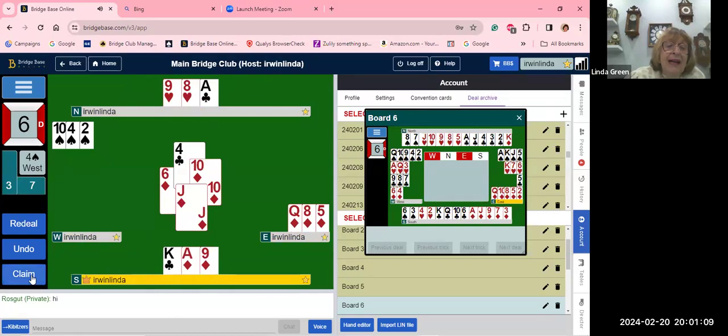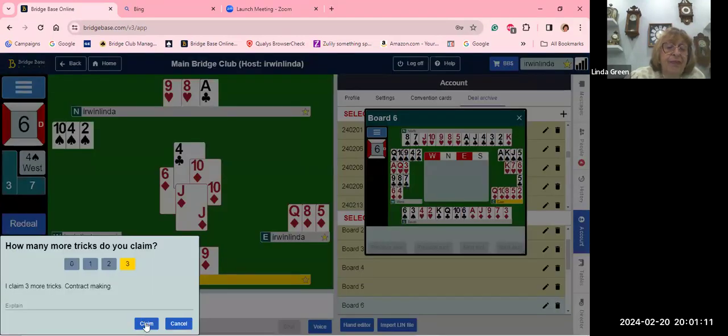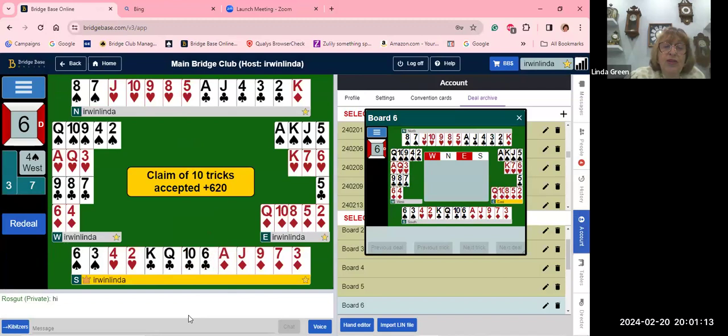And now you can claim. Did everybody get to game on board 6? We need to reevaluate everyone. And this is a big problem in bridge, that a lot of people don't reevaluate. You upgrade when you fit, you downgrade when you don't fit.